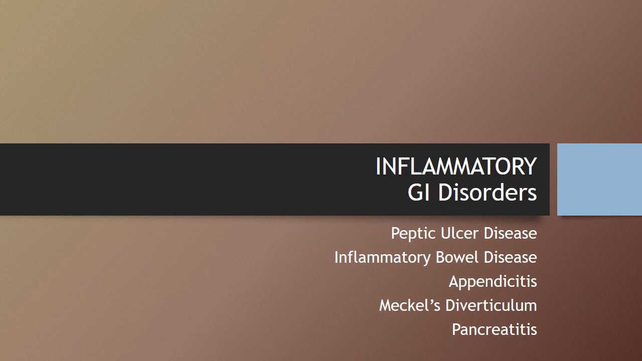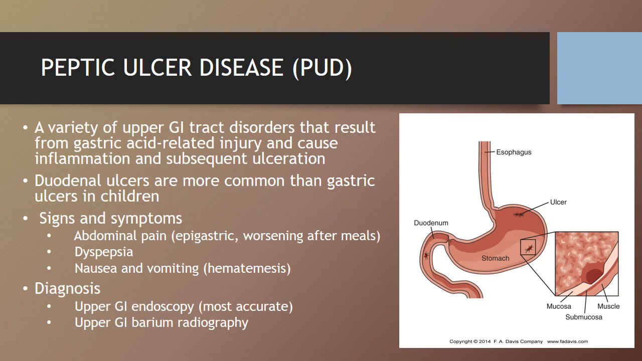So this is the last section we're going to cover, and this is the inflammatory GI disorders, which is PUD, IBD, appendicitis, Meckel's diverticulum, and pancreatitis. Okay, so PUD, or peptic ulcer disease, is a variety of upper GI tract disorders that result from gastric acid-related injury and cause inflammation and subsequent ulceration.